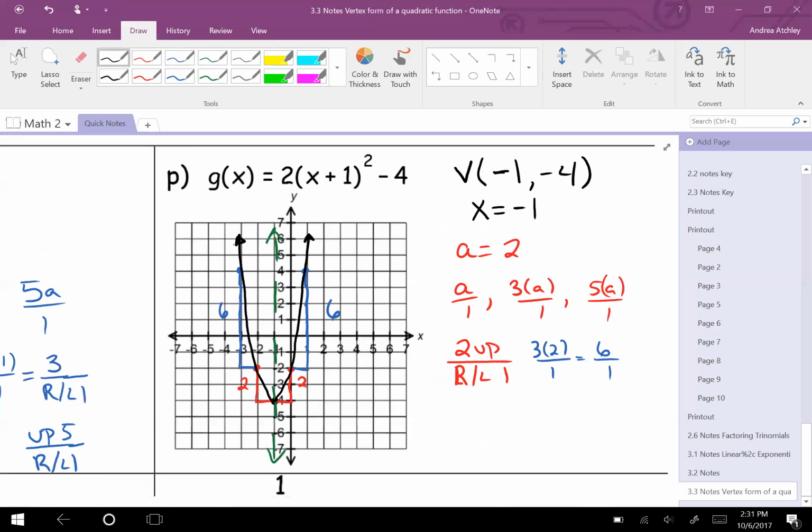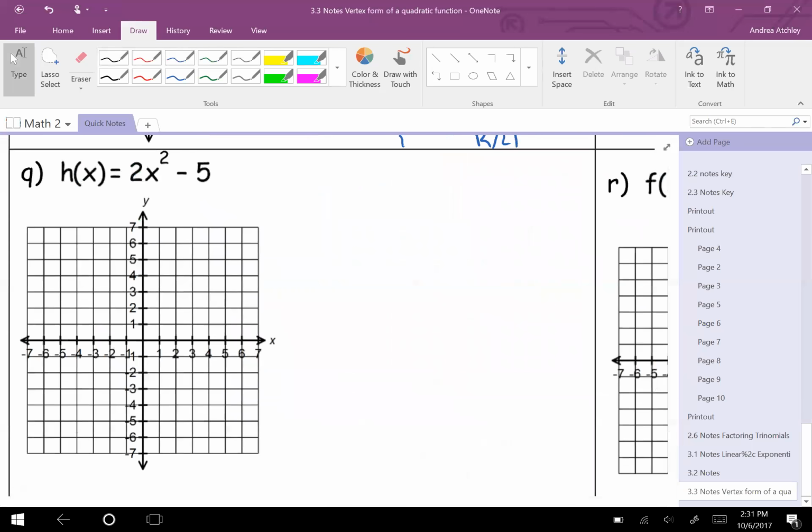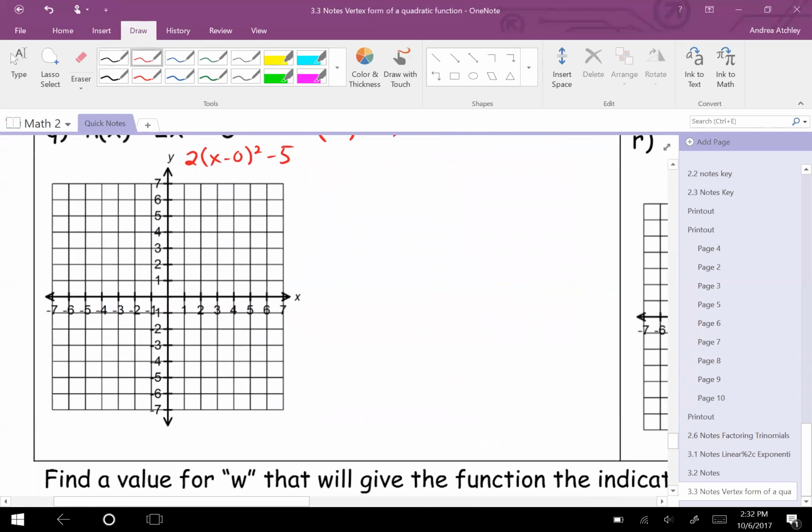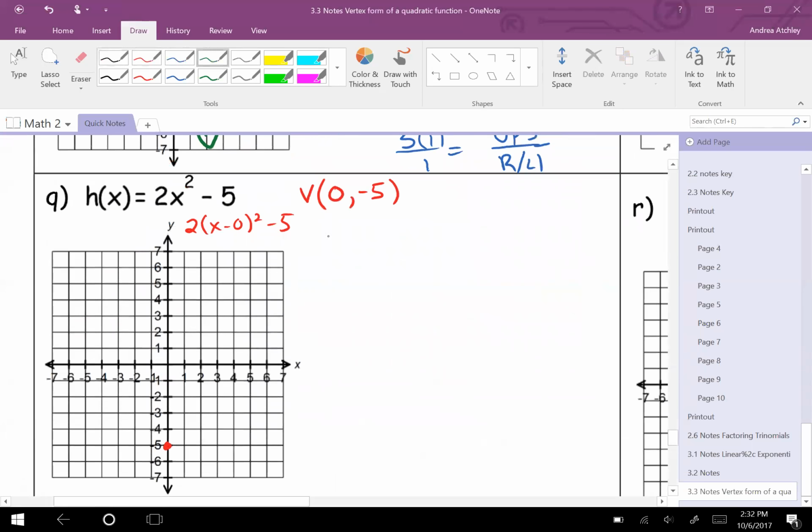Any questions over that? Okay. Let's do the next one. Okay, the vertex is going to be hard here because there's no parentheses. Since there's no parentheses with the x, what is the x value? What is it? 0. This is like 2 times x minus 0 squared minus 5. And then the negative 5 is the k value. So this graph is moving right and left none, but down 5. So I'm going to start at 0 and move down 5 right here. My axis of symmetry then is just x equals 0. So it goes right through the y-axis.